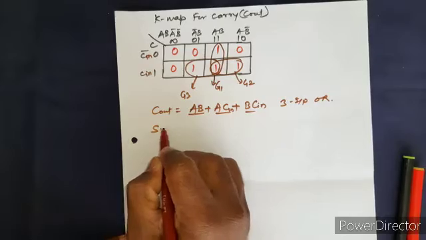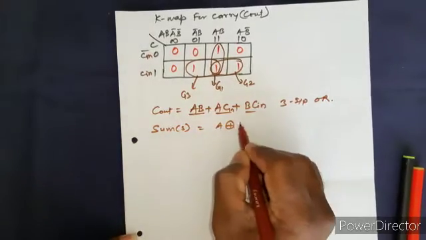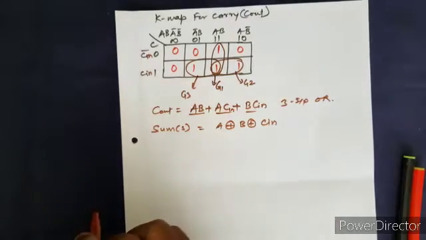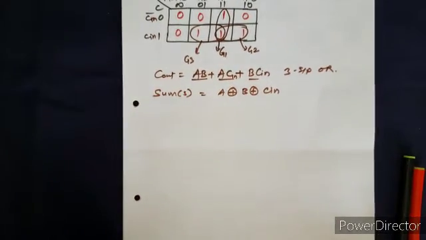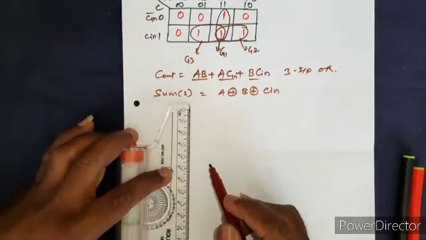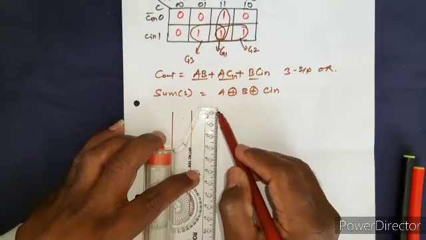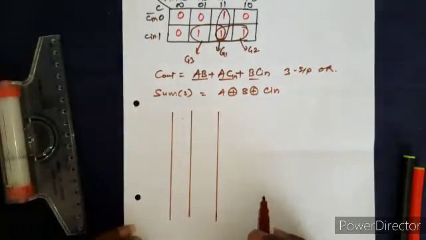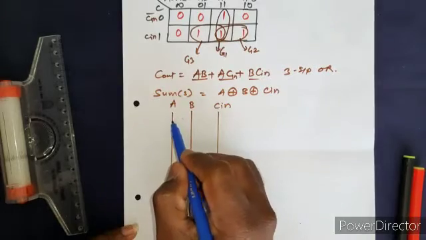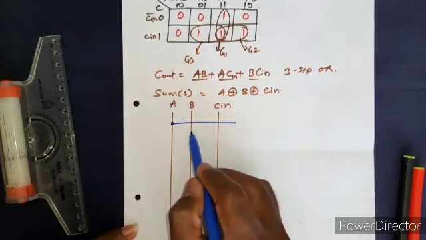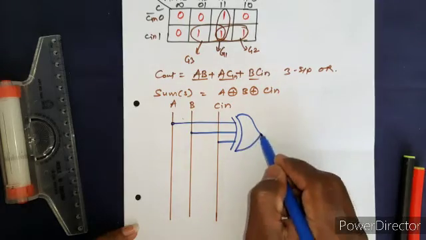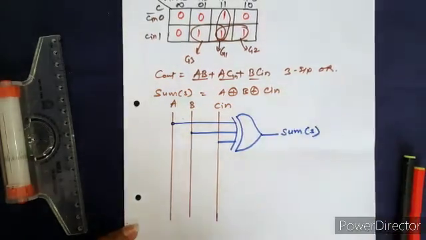So the expression for sum is S equals A ⊕ B ⊕ C in, and for carry out, this is the expression. Now if I want to draw the circuit for this full adder, I can consider this A, this is B and this is C. A, B, C. So this is A, B, C in. Okay, so for sum, this is A, B and C. It's an XOR gate. So this is sum S.